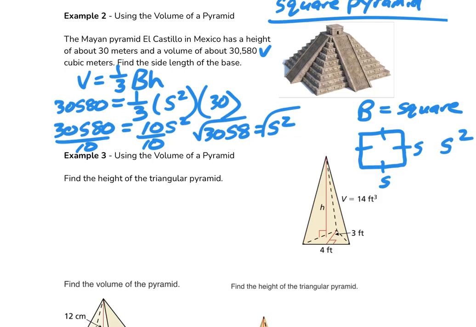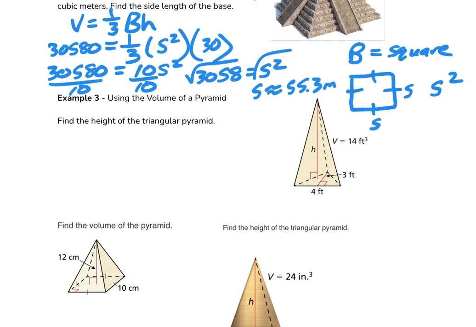Okay, what do we get if we put that in? 55.299. Okay. Yeah, let's just round to the 10th. Side length's about 55.3. So that's a problem where we're just kind of working backwards to get where we need to be.